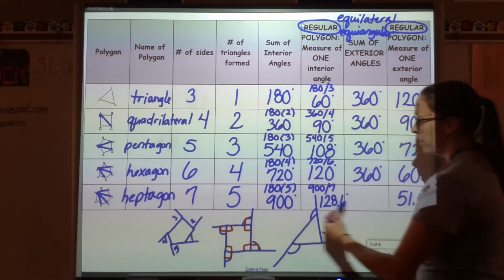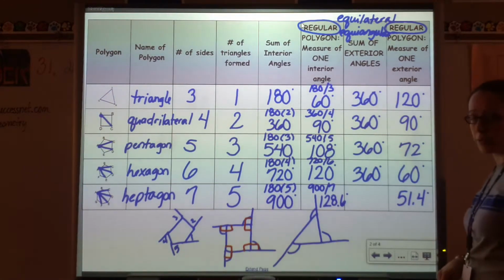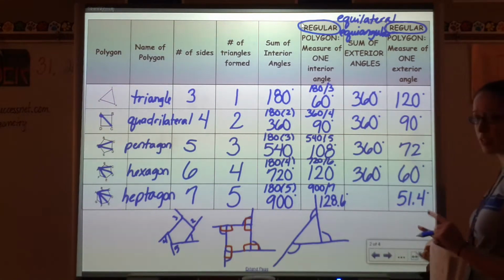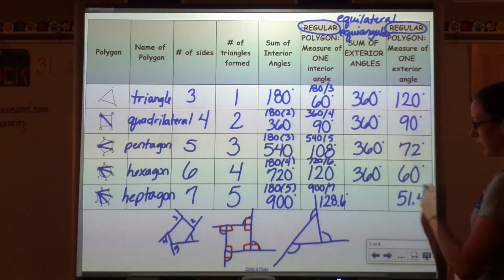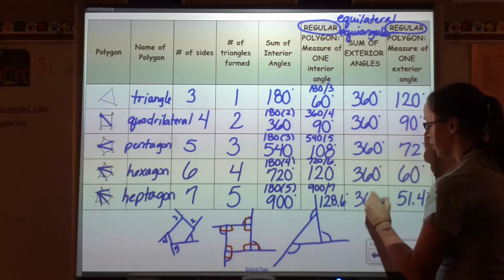If there are 7 interior angles in that heptagon, there are 7 exterior angles. The numbers will always match. It's a very direct relationship. Let's take that exterior angle times 7, and we end up with 360.